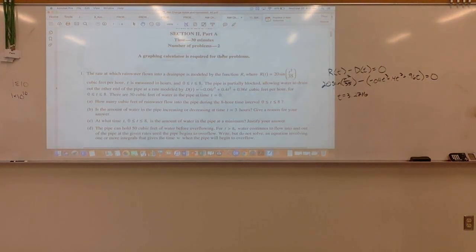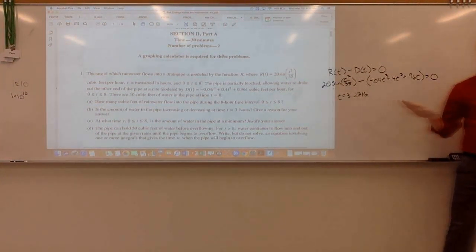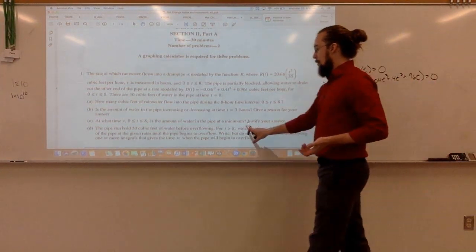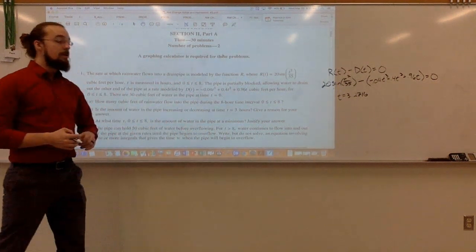Oh, you graphed both of them individually? Okay. So, yeah, if you're doing that, you're finding where they intersect. Okay. That's why I was confused. So did we get 3.2716? So we want to figure out if that is a minimum.